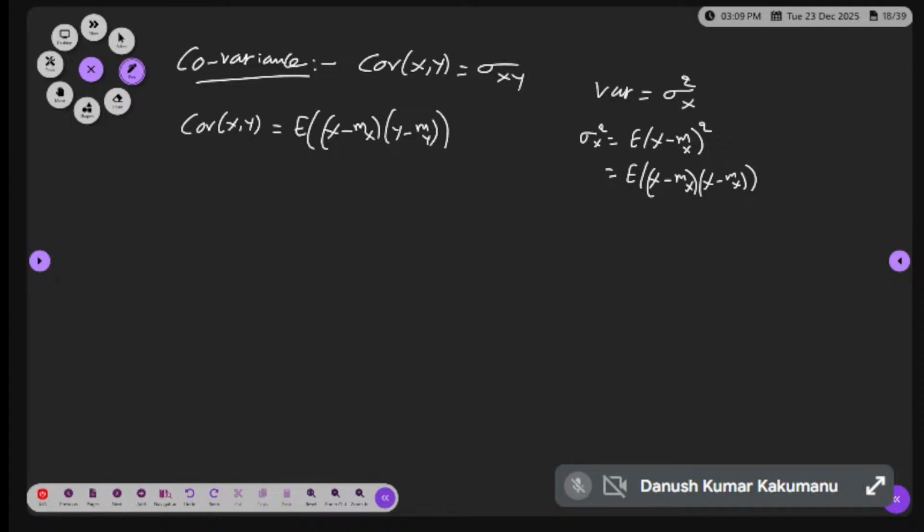Expectation of x minus mx, and another x minus mx is y minus my. From this formula only, we are introducing one more variable. Multiply and simplify. What is the result? You will get E of xy minus mx y minus my x plus mx into my.